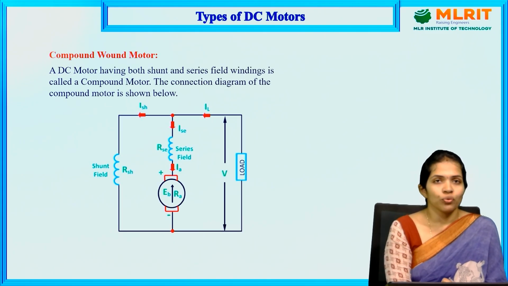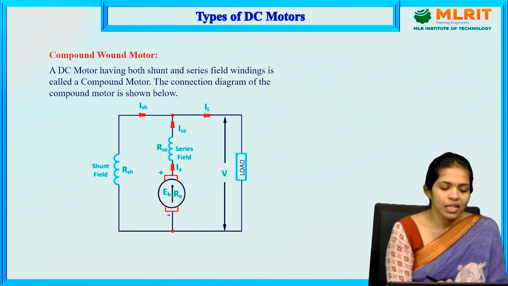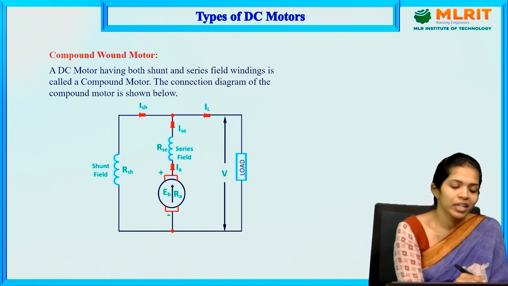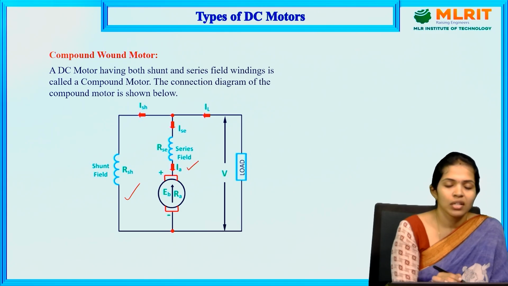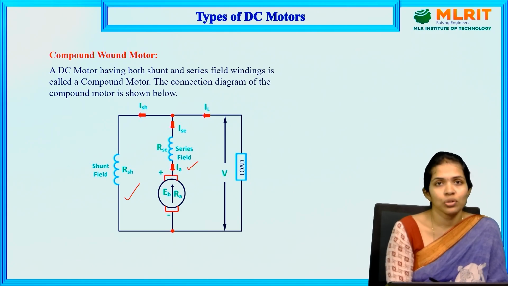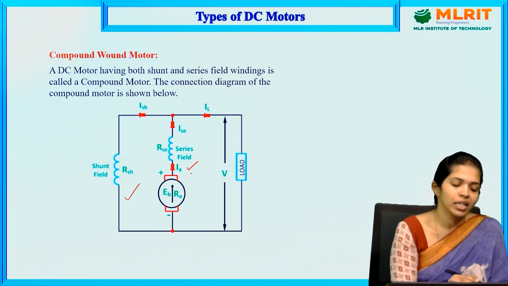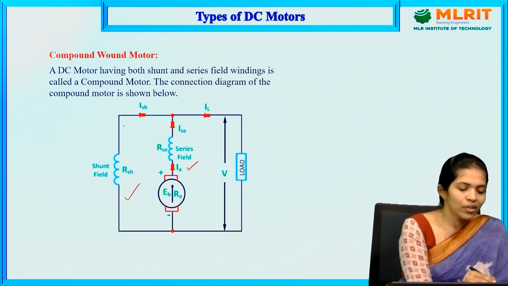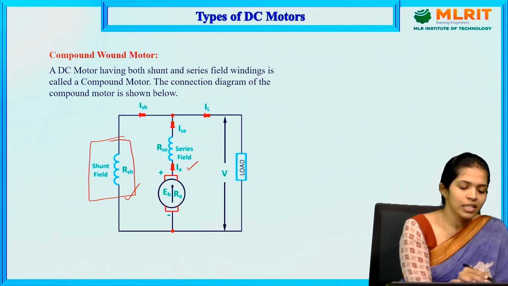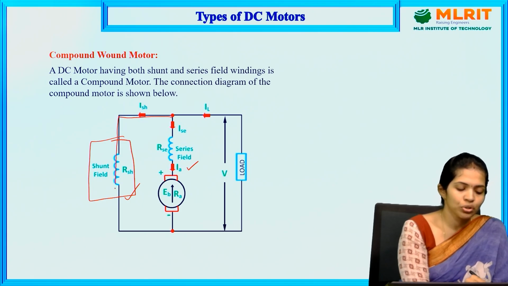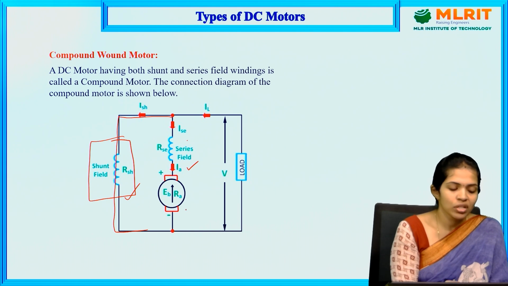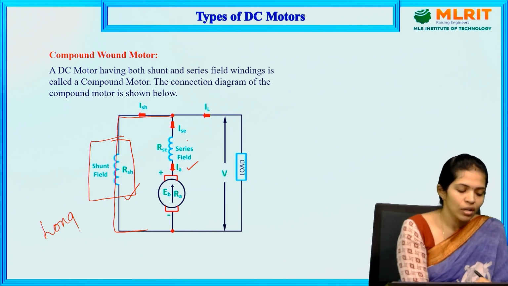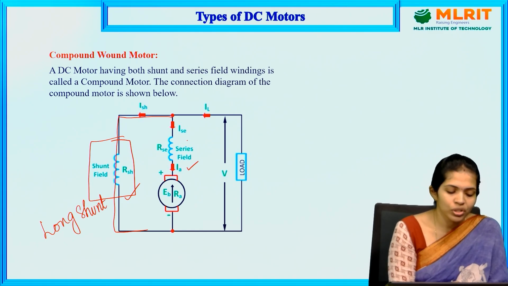Moving on to the compound wound motor. In a compound wound motor, the field winding is present in both the series path and the shunt path. So we have a series connection of field winding and also a shunt connection of field winding to the armature of the motor. Whenever this shunt winding is completely connected across the combination of series field winding and the armature, such a compound motor is called a long shunt compound motor. So what you see in the figure now is a long shunt compound motor.